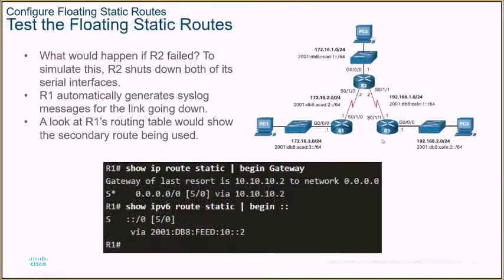Okay, so testing the floating route. And so, of course, what would happen if R2 failed? To simulate this, R2 shuts down both of its serial interfaces. R1 automatically generates a syslog message for the link going down. And a look at R1's routing table would show the secondary route being used. Yeah, except that where is 10? Where is 10.10.10.2? It's a bit strange, but anyway.